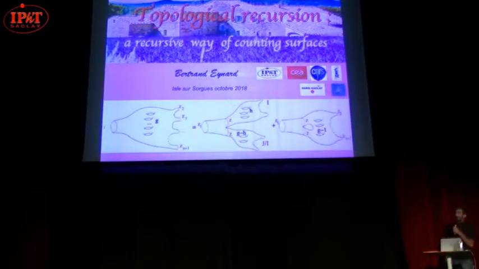So topological recursion is a mathematical structure, and it started from the problem of counting surfaces. So I will try to show you how it has appeared. You've probably seen this picture sometimes. It has more or less become my logo. What I'm going to present is a subject which I find very fascinating, very exciting.